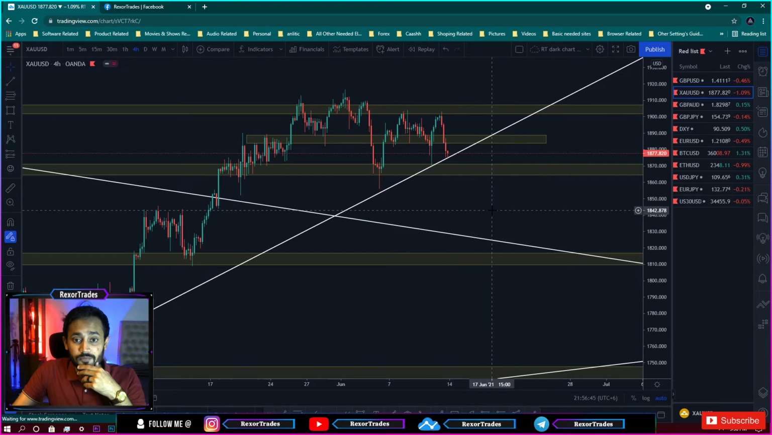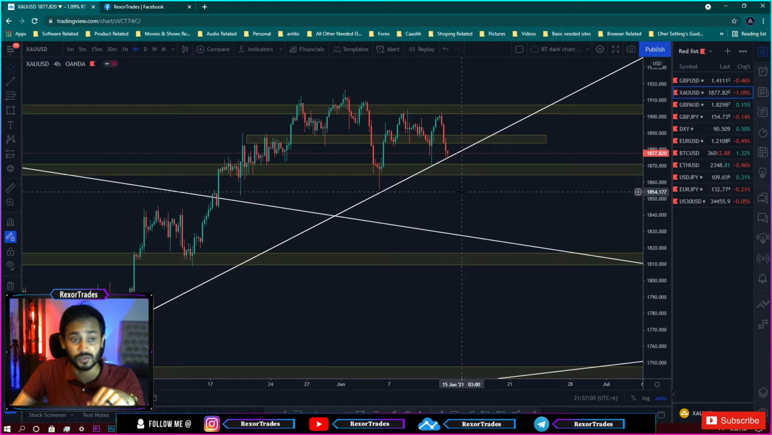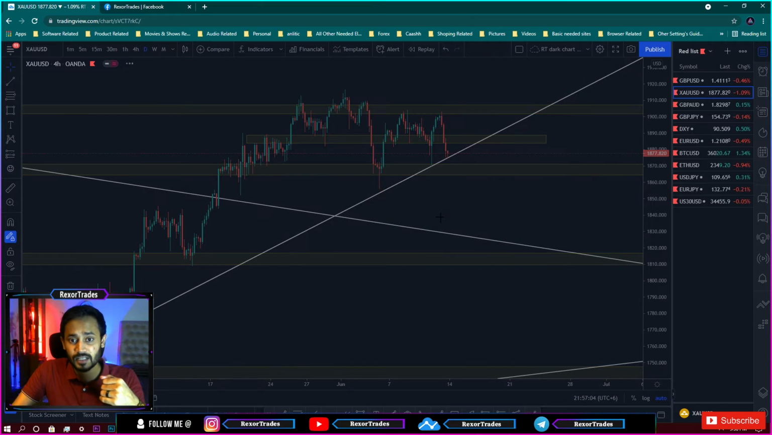Or you can wait for gold to form a bit of a structure after breaking below these zones. Then, on a shorter time frame, like 5 minutes to 15 minutes, you can enter on the break of those zones of that structure on the way down with more bearish momentum. You know what I'm saying? So that's my analysis on gold.